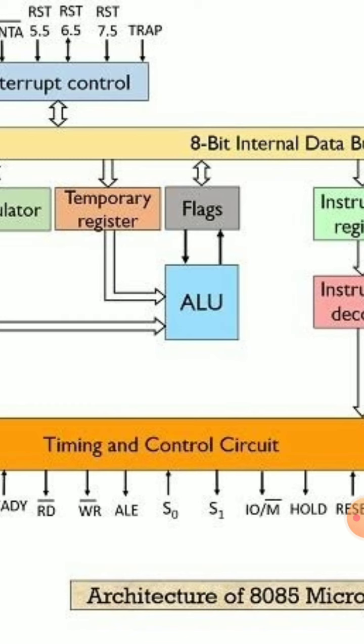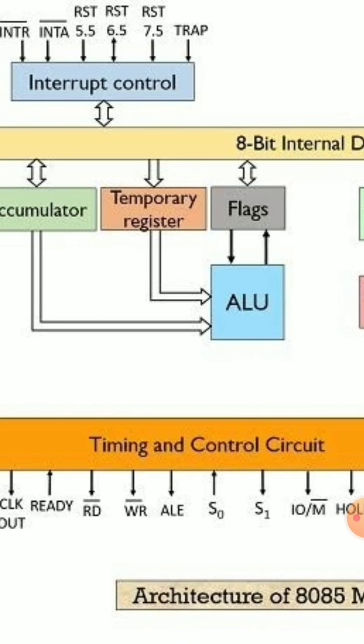Then S0 S1. S0 S1 is mainly used for checking the status. What type of operation has to be carried out, whether you want a memory read operation or memory write operation, or IO read operation, IO write operation, that is decided by S0 and S1. These are status signals, right? Then after that, the ALE signal.